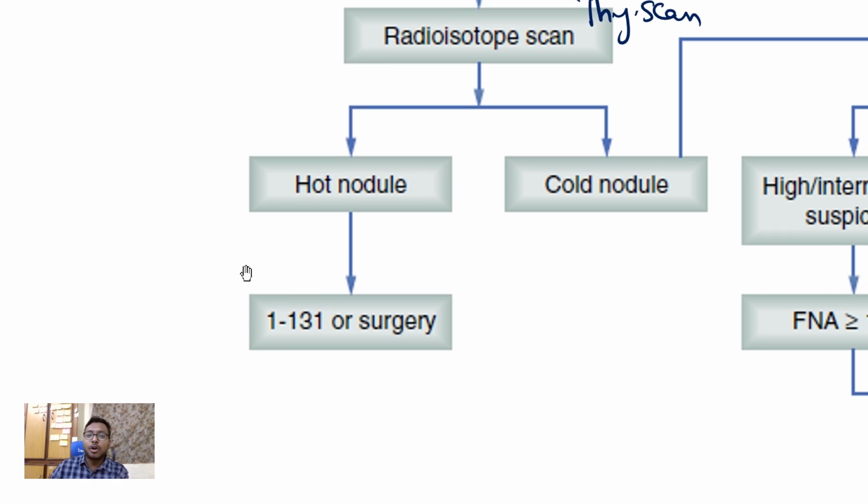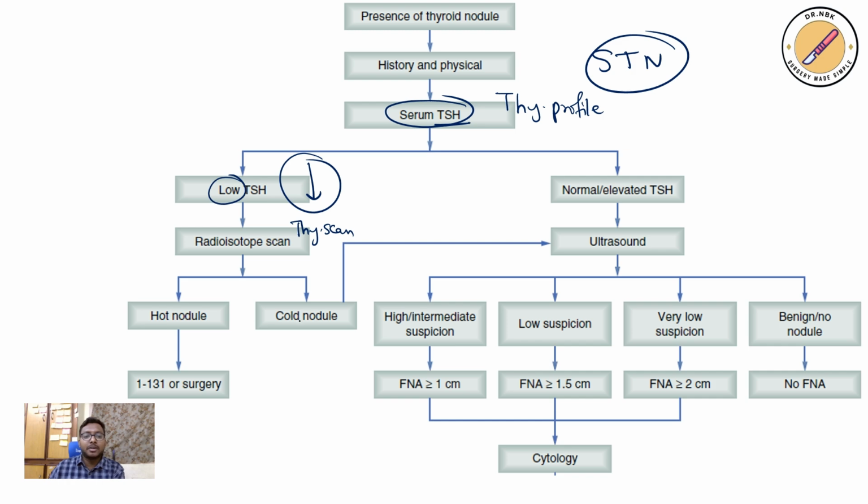Based on this thyroid scan, you have different types of nodules here. One is hot nodule, second one is cold nodule. So how do you differentiate that? We will see the images subsequently. So why is it important to do thyroid scan and check whether it is hot nodule or cold nodule?